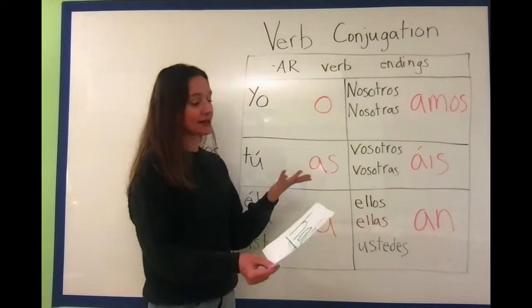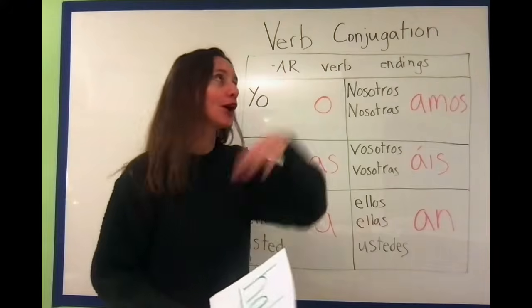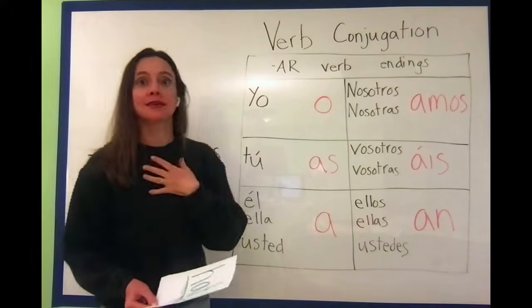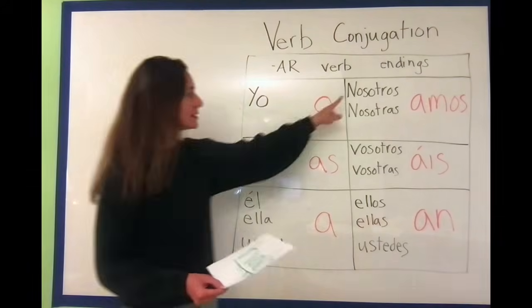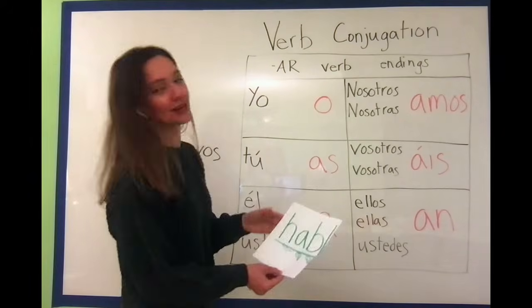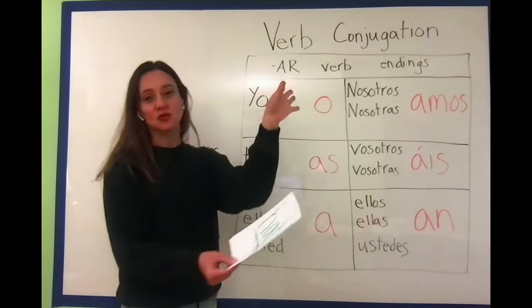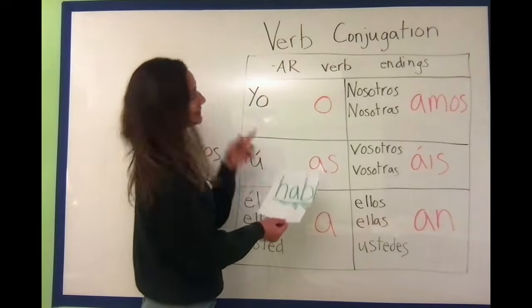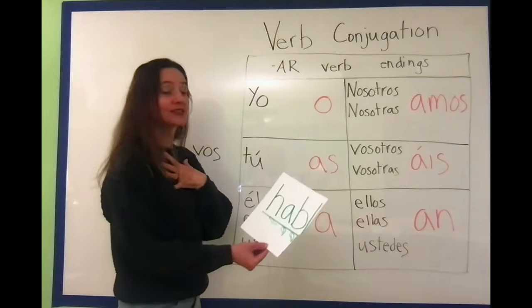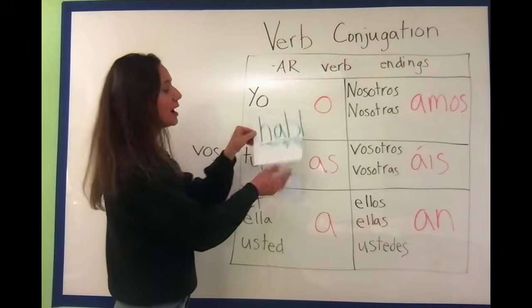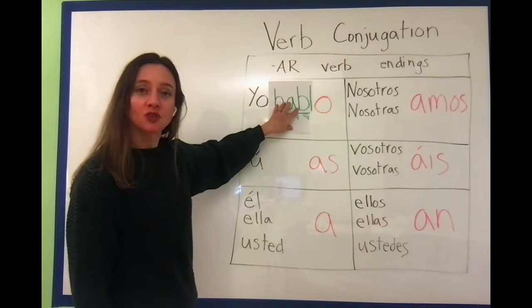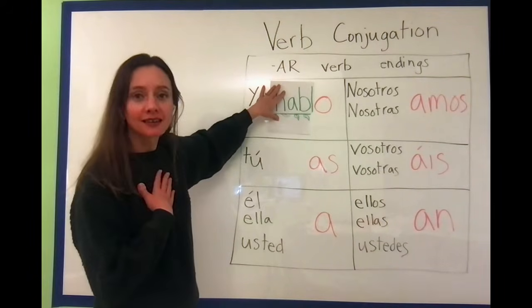Let's pretend I'm talking about talking, that I talk all the time, okay? So I'm going to say yo, because I remember that means I. If you forgot what these subject pronouns are, go watch the lesson about subject pronouns in Spanish. But let's just pretend that you remember all of them. Hopefully you do. I'm talking about myself, yo. So I want to say I talk. Yo, I'm going to take this stem and put it right there. Yo hablo. So that's how you would say I talk in Spanish.